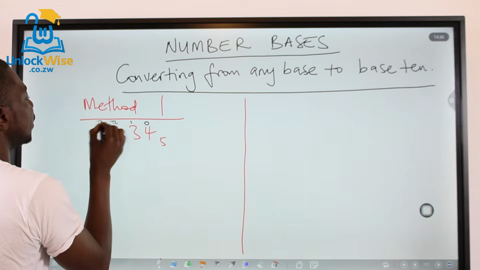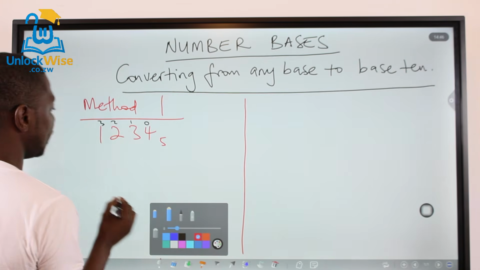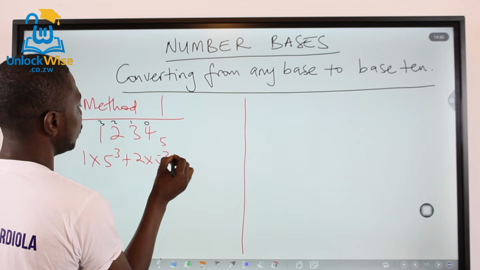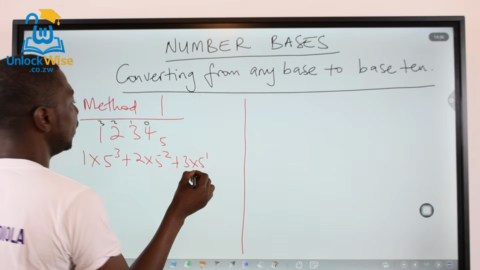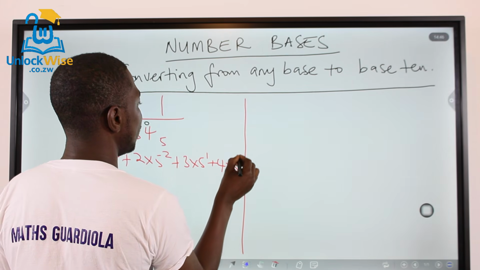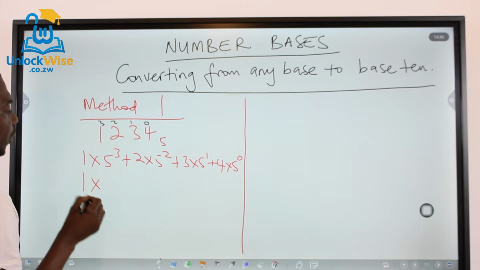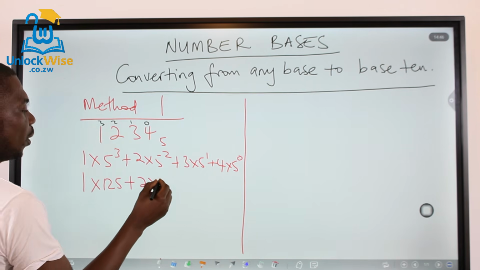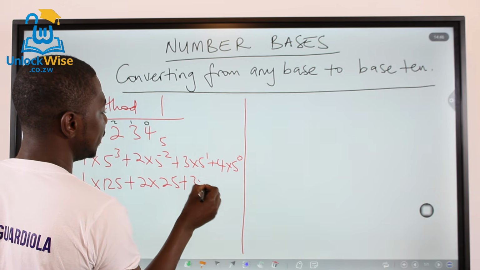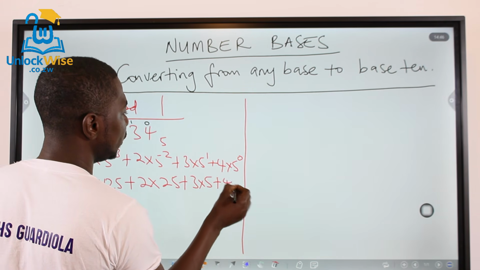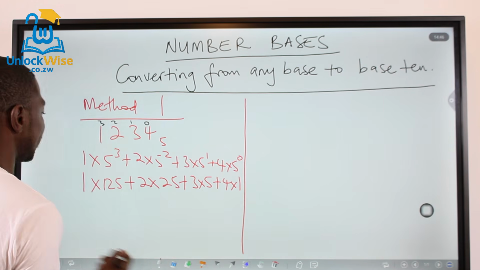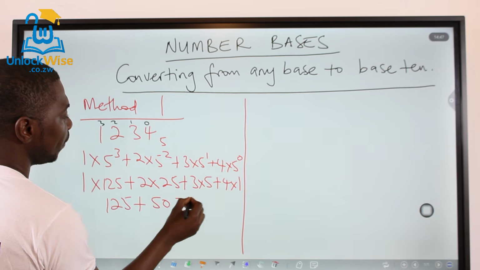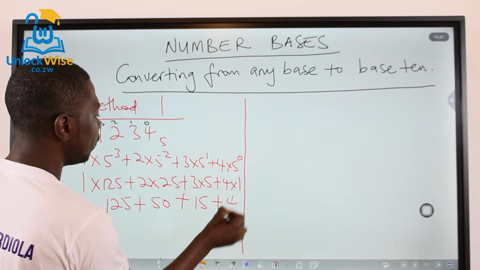0, 1, 2, 3, and this will give us 1 times 5 to the power 3 plus 2 times 5 to the power 2 plus 3 times 5 to the power 1 plus 4 times 5 to the power 0. And this will give us 1 times, 5 to the power 3 is 125, plus 2 times, 5 to the power 2 is 25, plus 3 times 5 to the power 1 is 5, 4 times 5 to the power 0 is 1. So this will give us 125 plus 50 plus 15 plus 4.